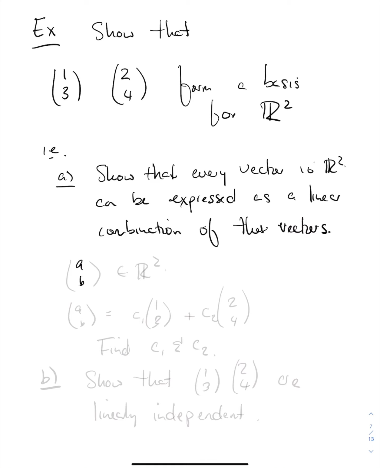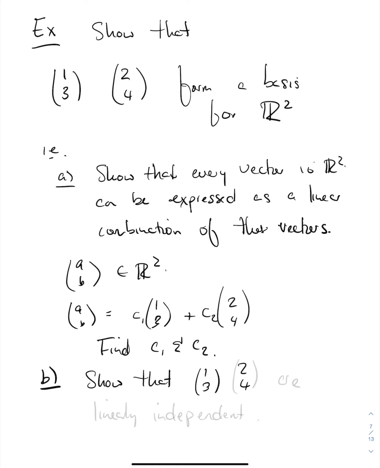So say (a, b) is in R2. (a, b) can be expressed as c1 times (1, 3) plus c2 times (2, 4). And I want you to find c1 and c2 in this generic setup. That'll show that it spans. And B, show that (1, 3) and (2, 4) are linearly independent. Showing A and B will show that these two vectors form a basis for R2.